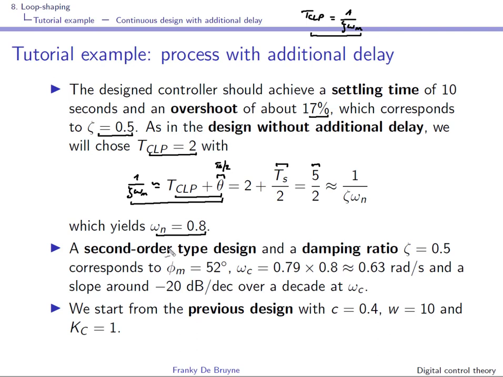Well, we can have a look and link the damping ratio with the phase margin, and link the damping ratio with the normalized crossover frequency. And if you look in the curves, you will see that the normalized crossover frequency for zeta 0.5 is 0.79. You multiply by the natural frequency and you obtain the new crossover frequency for this design with additional delay. So this is the frequency at which we'll have to impose a phase margin of 52 degrees, and of course around this crossover frequency we'll impose a slope of around minus 20 dB per decade.